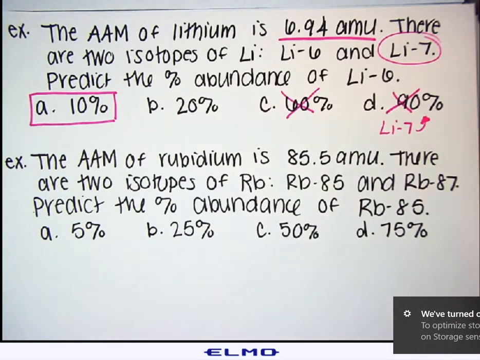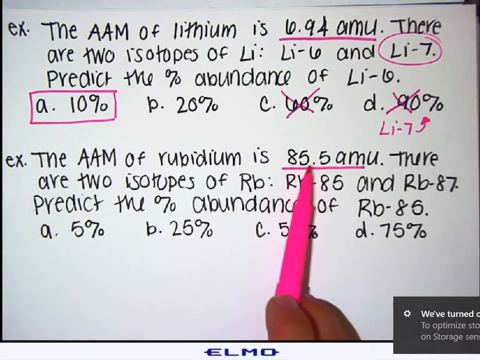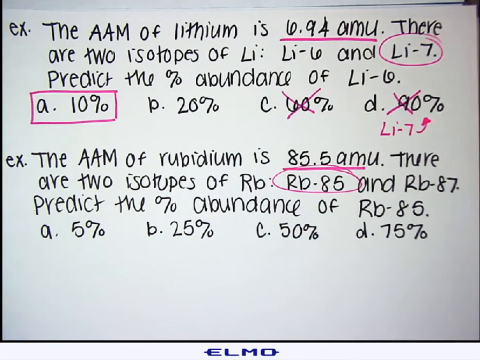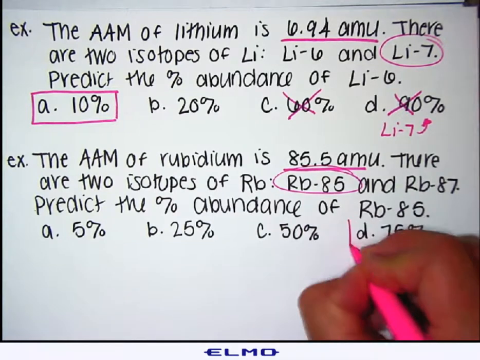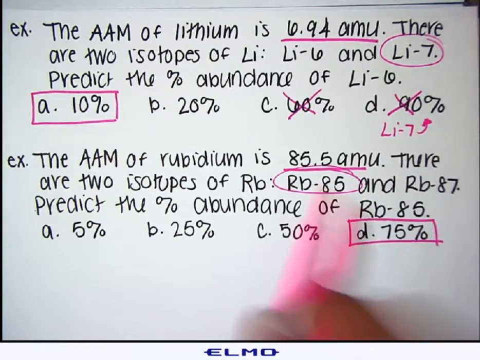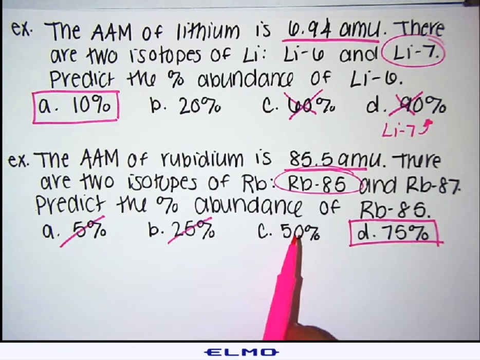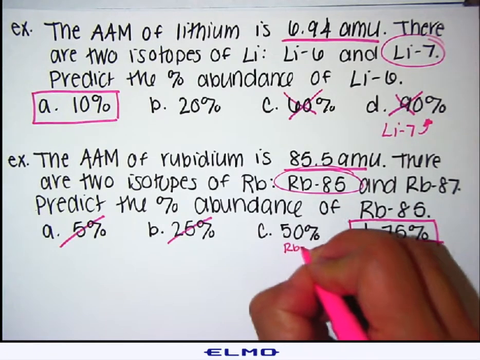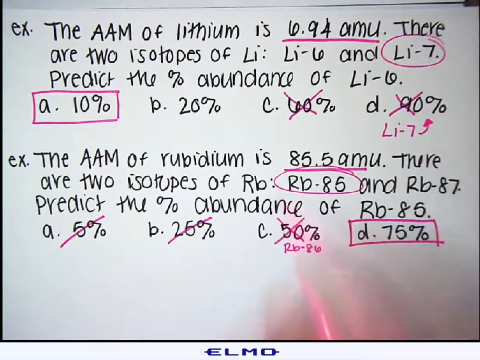So again, first thing we want to do is look at the average atomic mass and figure out which isotope is more abundant. Well, 85.5 is much closer to 85 than it is to 87. Rubidium 85 is more abundant. And again, this one's very similar to our chlorine example. My only option would be 75%. Rubidium 85 has to be more abundant, so 25% is out. If they were 50% abundant, I had half 85 and half 87, it would average right into rubidium 86. Since that average is closer to 85 than 86, 75% would be our best answer.